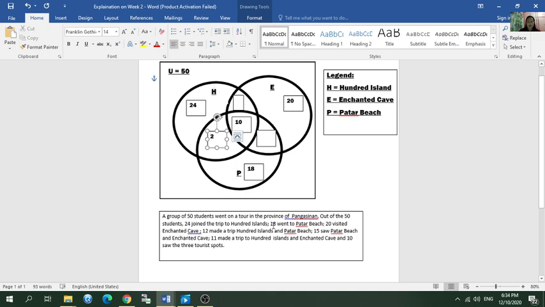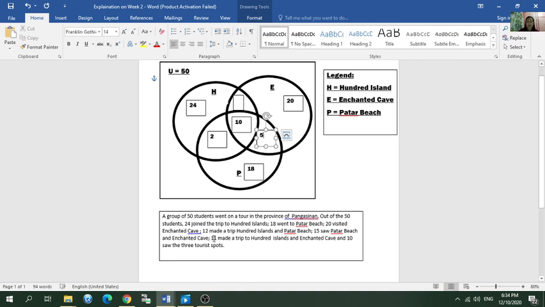Next, we have also 15. Patar Beach and Enchanted Cave. Patar and Enchanted Cave. Ilan siya? 15. So, meron na tayong 10 dito. So, 15 minus 10, dito mo ilalagay yung kanyang intersection. 15 minus 10 is 5.